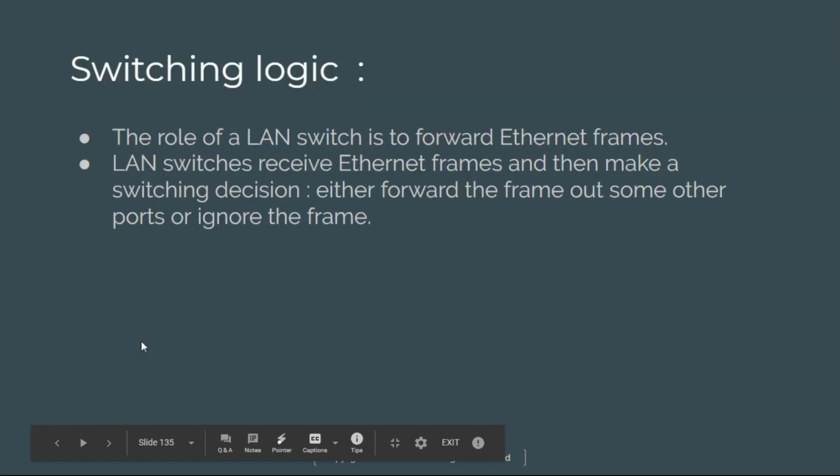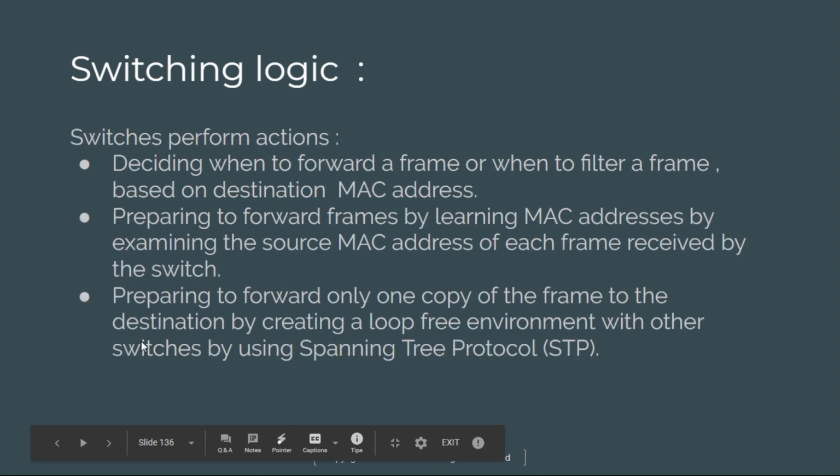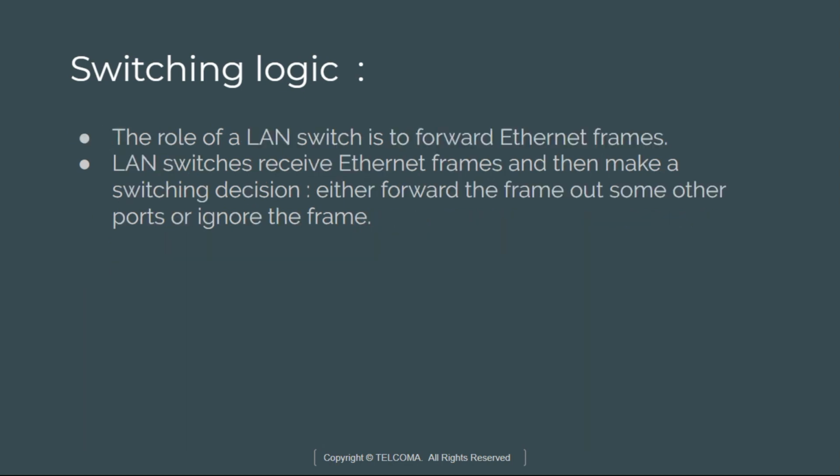A modern Ethernet LAN connects the user devices as well as the servers into some switches, with the switches connecting to each other. To forward traffic from a user device to a server and back, each switch performs some kind of logic which is independent. So the role of a LAN switch is to forward the Ethernet frames.